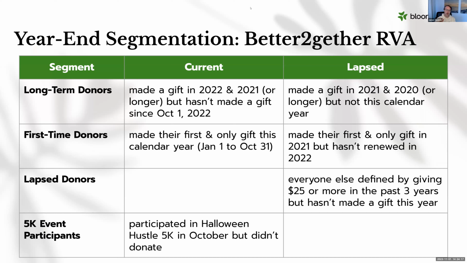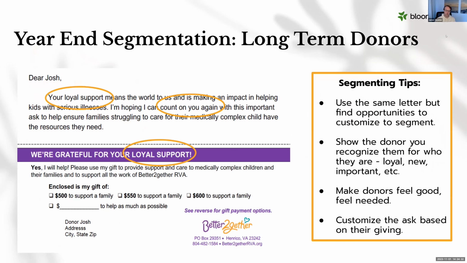So at any rate, all of that to say, think through how those different segments work, and I love what Better Together did here, where they broke it down by current donors and lapsed donors. That's such a great way to appeal to your donors and see who's available to donate.